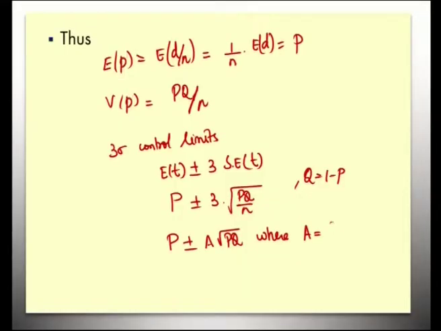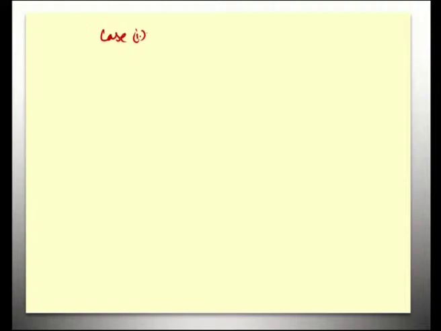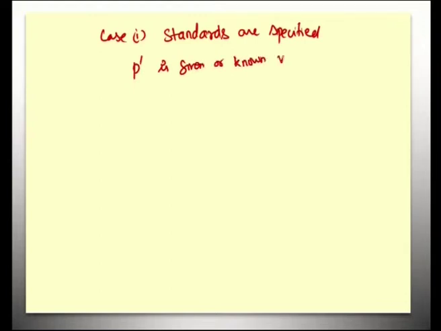Okay. So, A is equal to 3 divided by root n. Thus, case 1, when standards are specified, standards in the sense standard values of the population. When standards are specified, we have P dash given, a known value of P.